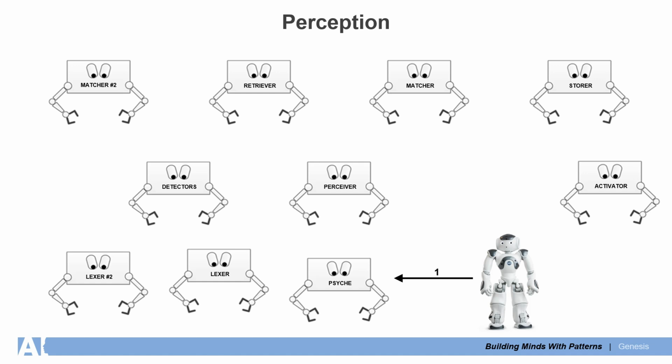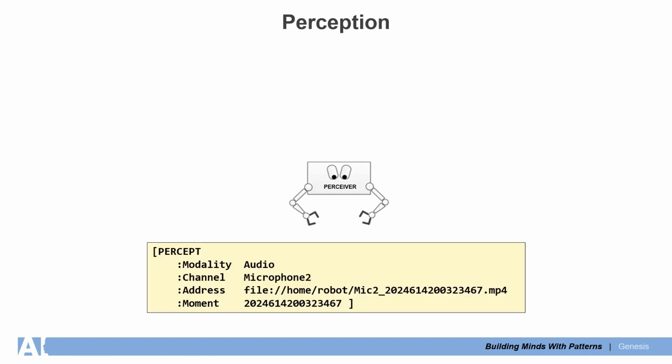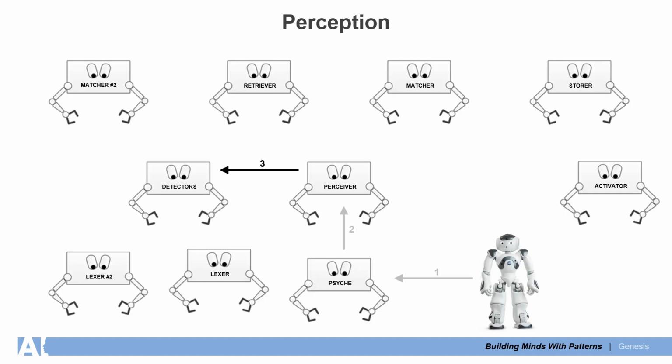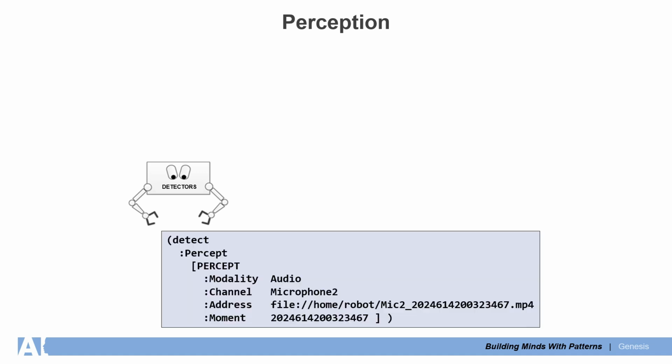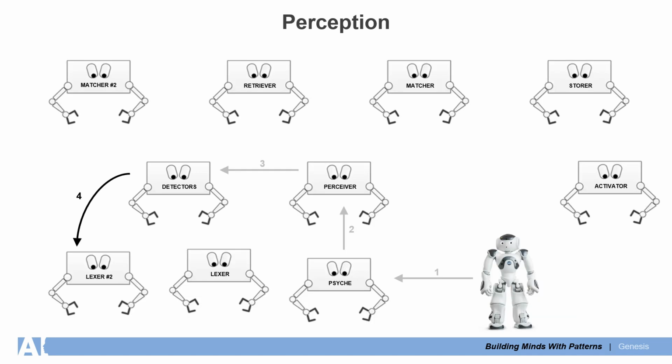The embodiment sends a percept to the psyche. The psyche forwards the percept to the perceiver. In this case, it is an audio sample. The perceiver sends the percept to the detectors. The detectors retrieve facets of the percept. The lexer returns reifiers for those facets. The detectors attempt to match the facets to features. The matcher returns features.